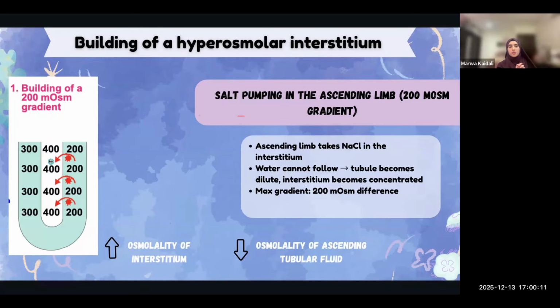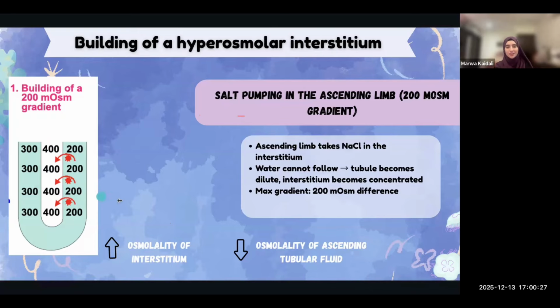And we said that when a solution is hypertonic, meaning that it's going to have a lot of solutes, those solutes are going to act as magnets. So they're going to want to pull water. But the problem is the ascending limb is impermeable to water. So how can that happen? It's going to happen through the descending loop.